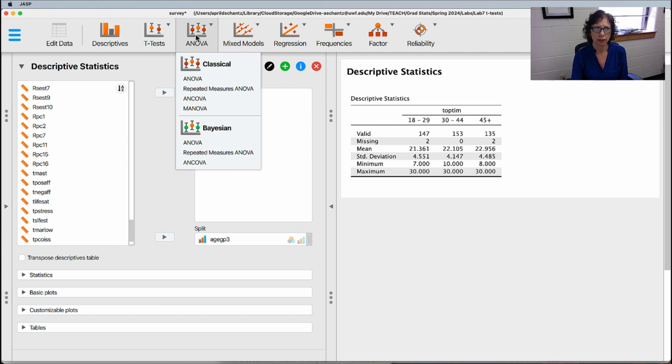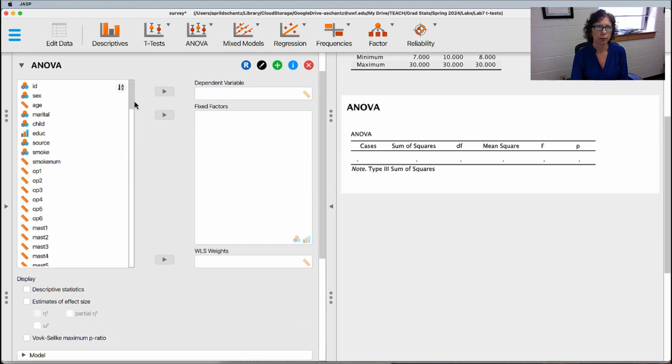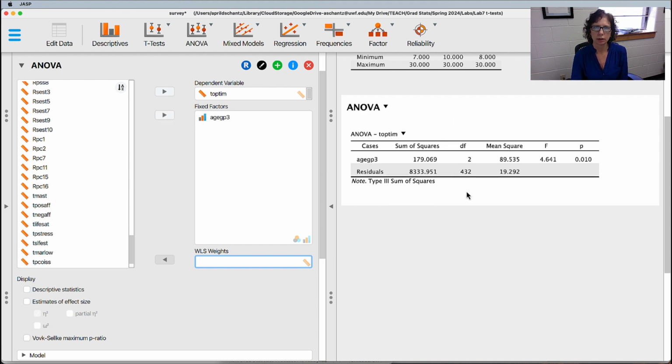We'll go to the ANOVA tab and ANOVA in the classical area. And here again, we want to put our dependent variable of total optimism in the dependent variable field and put our age group 3 in the fixed factors field. And this will start populating our ANOVA table to give us information about the test.